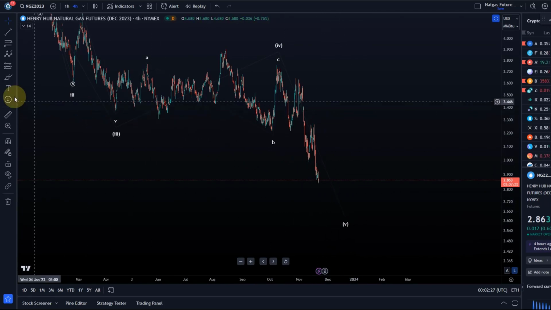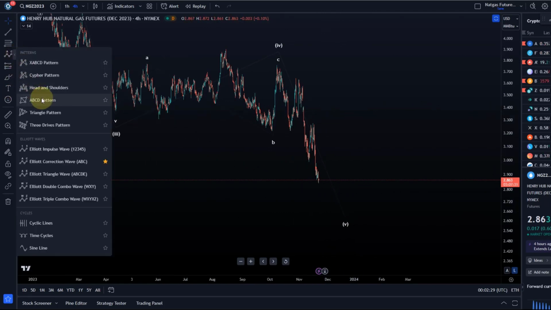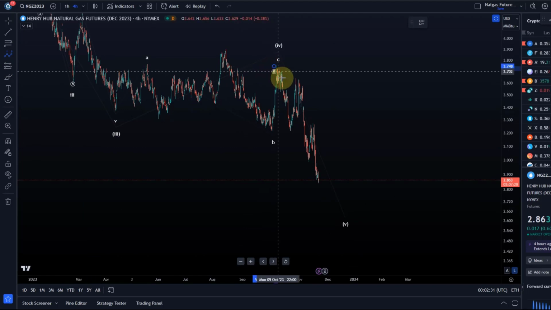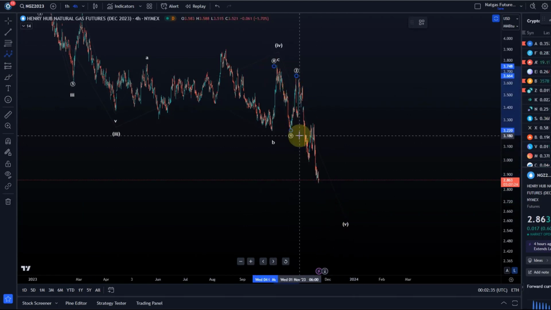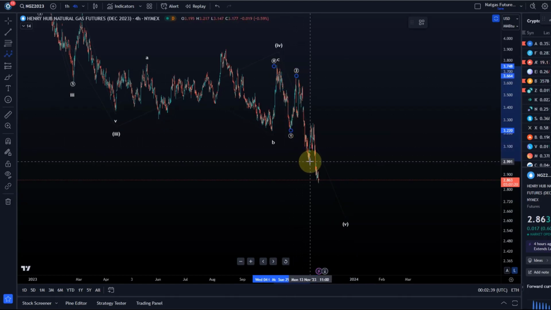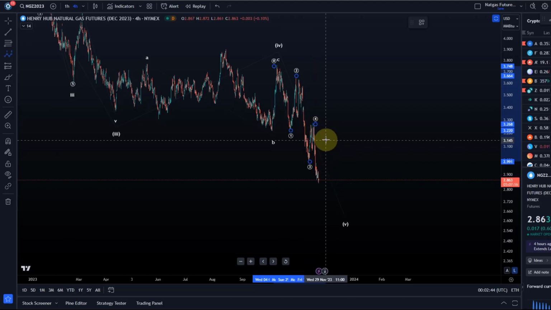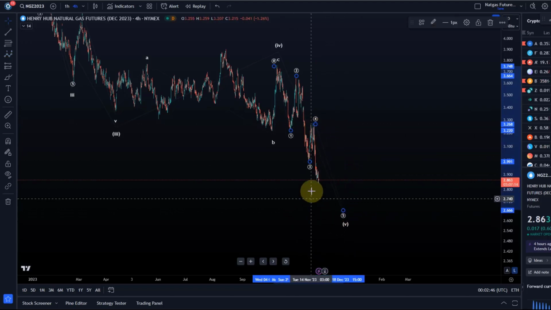When is this over? And to be honest, for me, it seems like this here is the wave 1 of wave 5, moving up in a wave 2 of wave 5, coming down in wave 3 of wave 5, moving up in wave 4, and then coming down in wave 5 of 5.